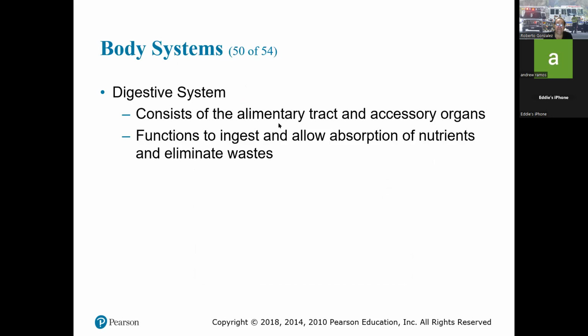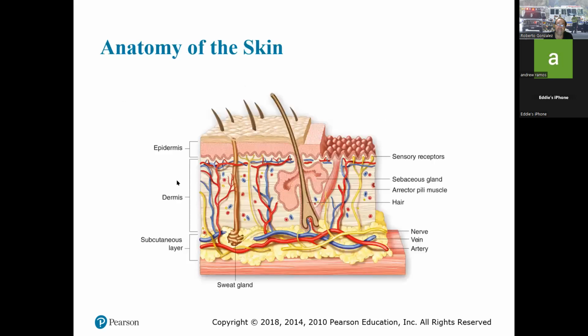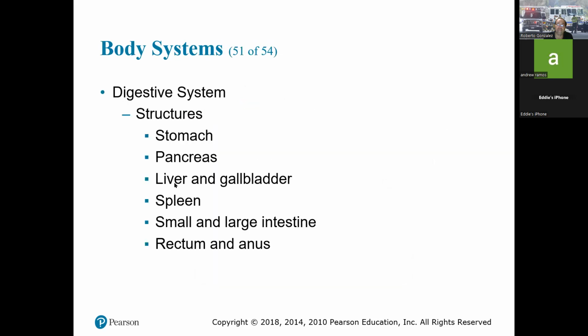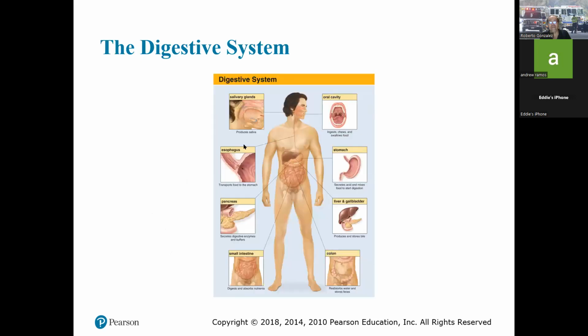The digestive system consists of an alimentary tract and accessory organs, and it functions to ingest and allow absorption of nutrients and eliminate waste products. Structures of the digestive system: we have the stomach, pancreas, liver and gallbladder, spleen, small and large intestine, and rectum and anus. Okay, and these are the different organs.